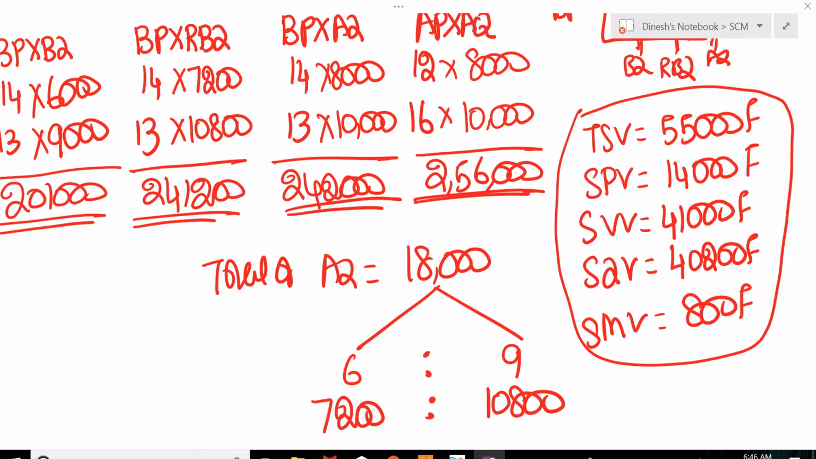Next point, margin approach. Margin approach can help in finding out the impact of variation in sales on the profits of the company.